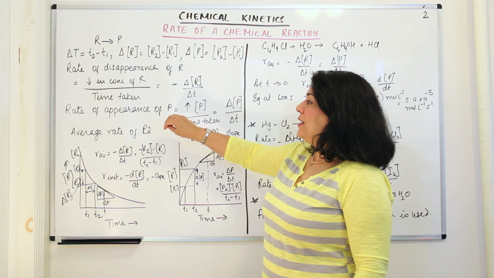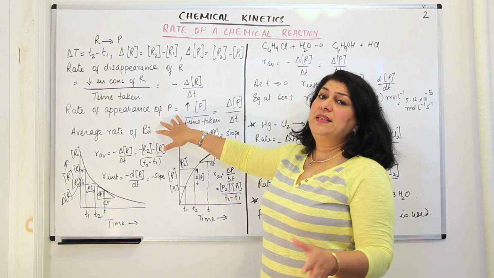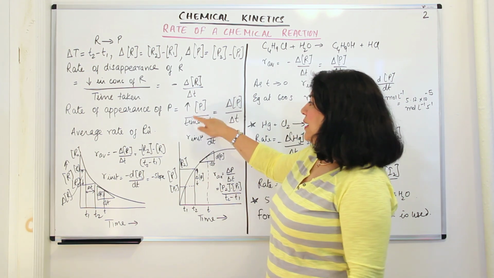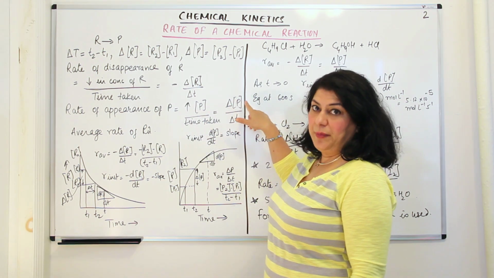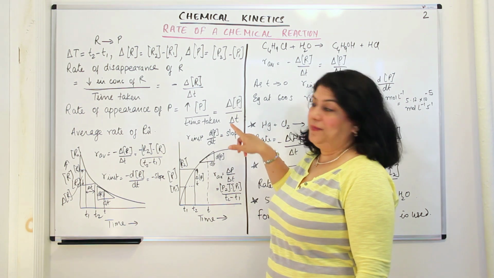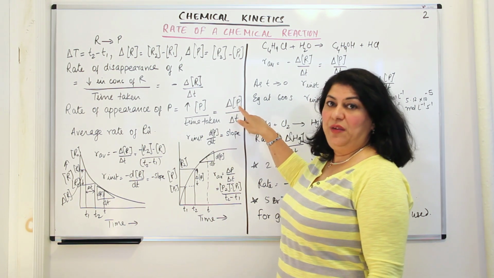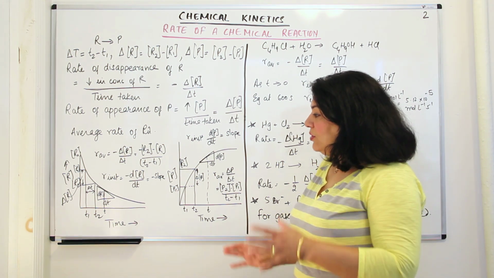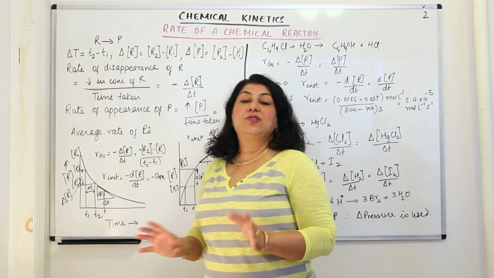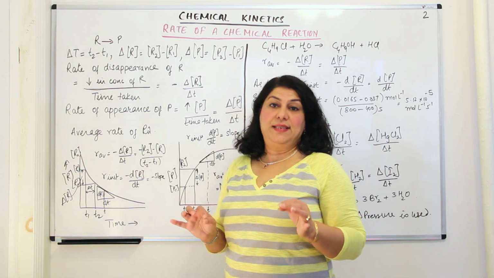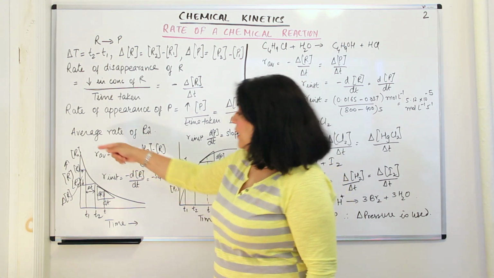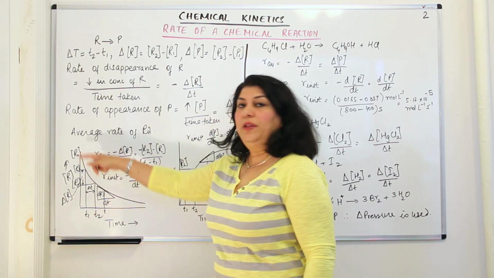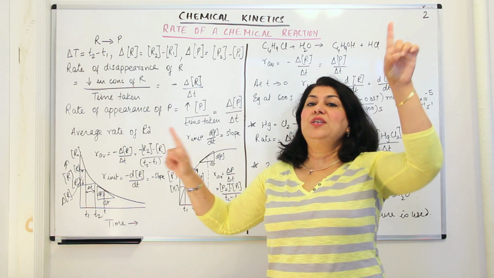So whenever you are writing down the rate in terms of products, you do not need a negative sign. You just write the change in concentration of products, or delta P upon delta T, which means P2 minus P1 upon T2 minus T1. Now this way of writing down the rate is known as the average rate. In the curve you took any 2 points, and then you found out that on the average this is the rate between these 2 points.